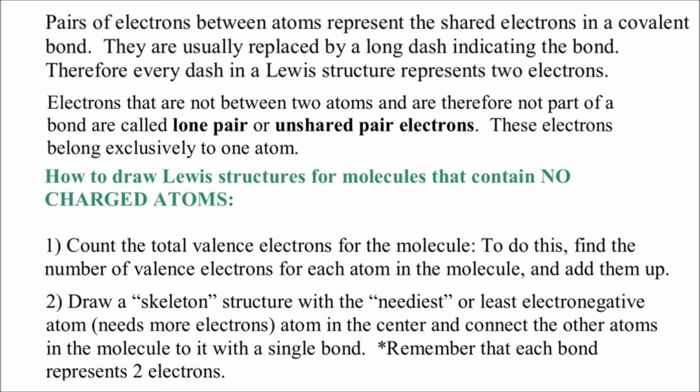So let's do that. We're going to do the Lewis structure for methane, that's CH4, since we already saw it up above. Carbon had 4 valence electrons, and hydrogen has 1 valence electron, but there are 4 of them. So we're going to multiply 1 valence electron by 4.